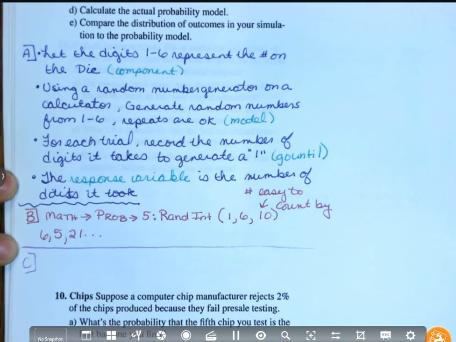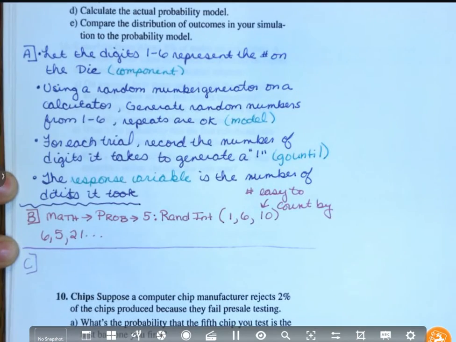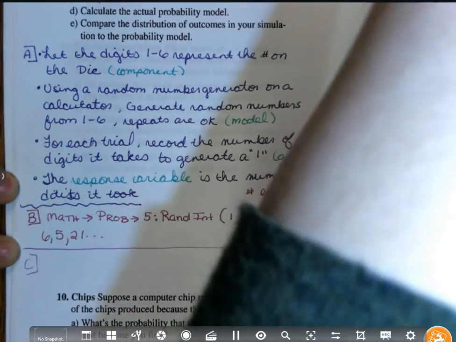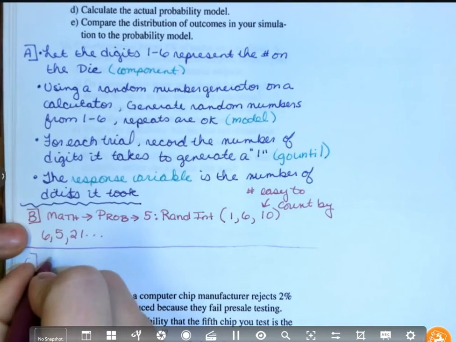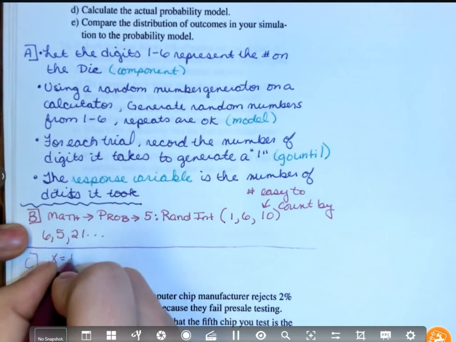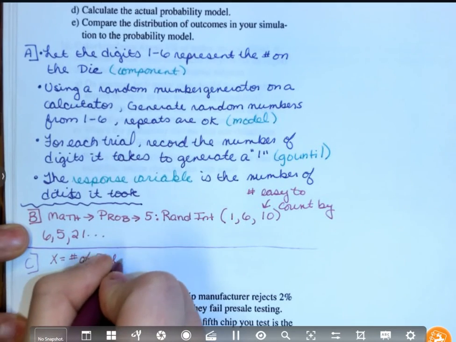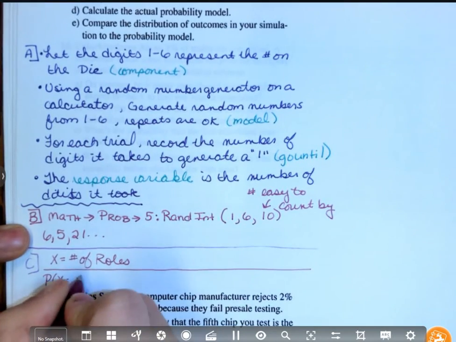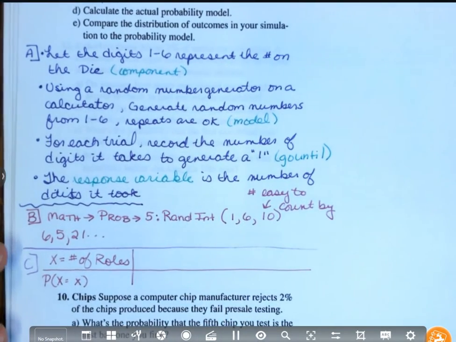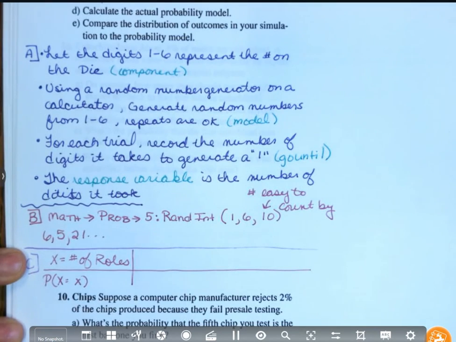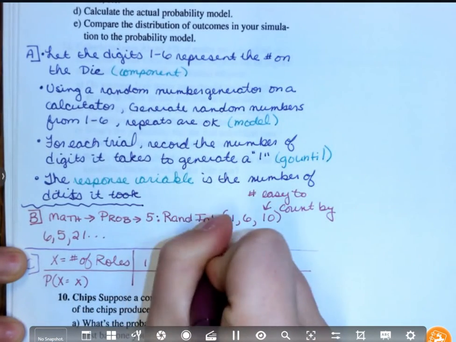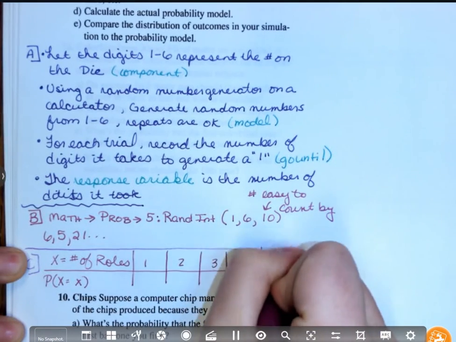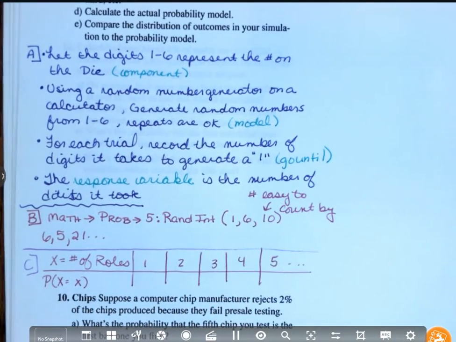C says, based on your simulation, estimate the probabilities that you might win on the first roll, the second roll, the third roll, etc. So what that's saying is we're talking about the probability X is the number of rolls, and P of X is for each one of those. What's the fewest number of rolls it could have possibly taken you to get a 1? 1. And then it would have just gone up from there. And you would have just gone and gone and gone until whatever the biggest number that you saw was.